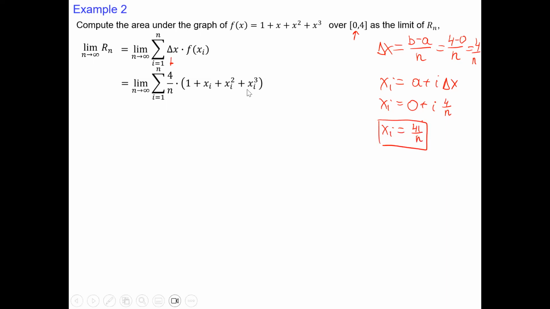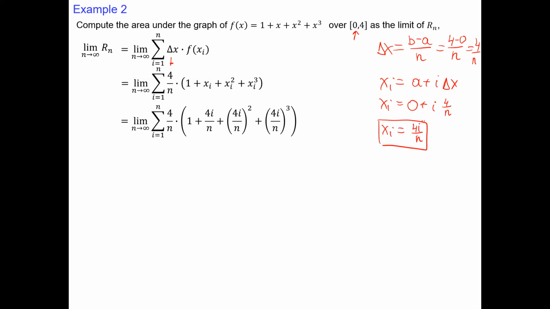Now we know those are the sample points. I copy the formula, but instead of x sub i I put 4i over n. As we can see, 4i over n, 4i over n squared, 4i over n cubed. Let's evaluate.